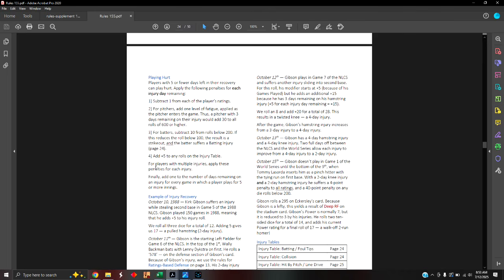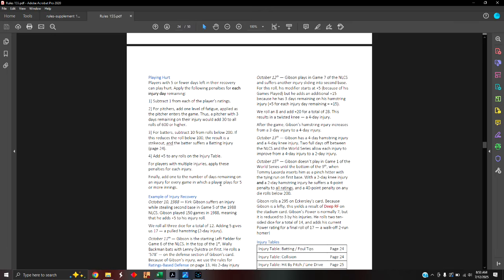Likewise, number 4 here says you add 5 to any rolls on the injury table. So if there are 2 days of recovery left, then you would add 10 to the injury table on top of the numbers you started with. So Willie McGee, who was a +35, would be a +45 if he played injured. Mark McGwire, who was a +5, would be a +15.